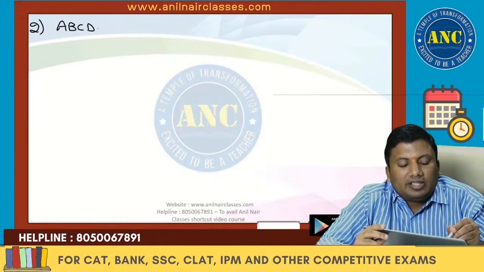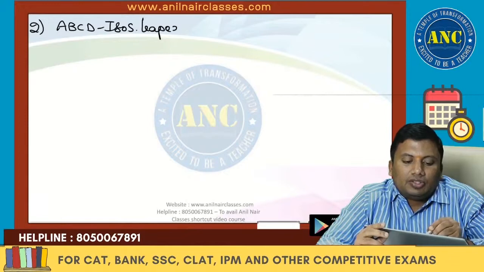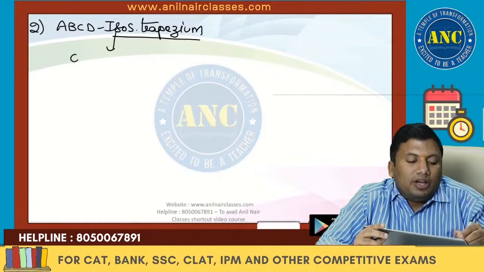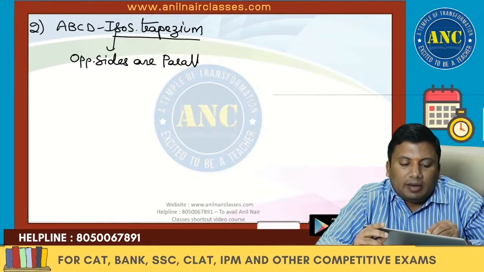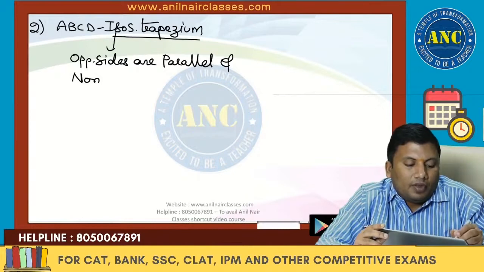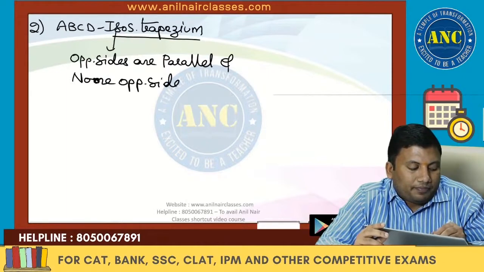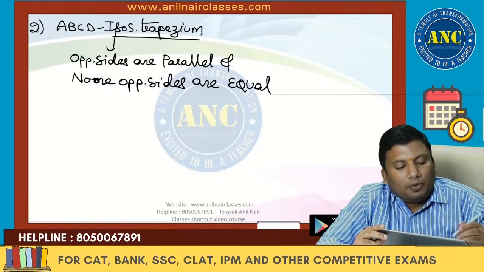ABCD is an isosceles trapezium. What is an isosceles trapezium? Isosceles trapezium means opposite sides are parallel and non-opposite sides are equal.